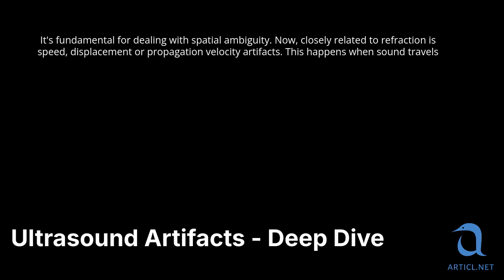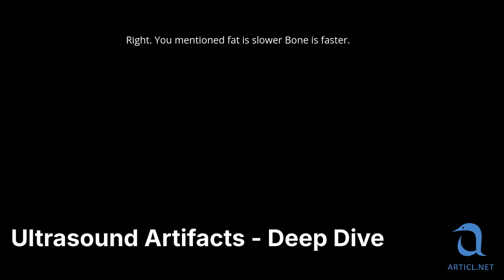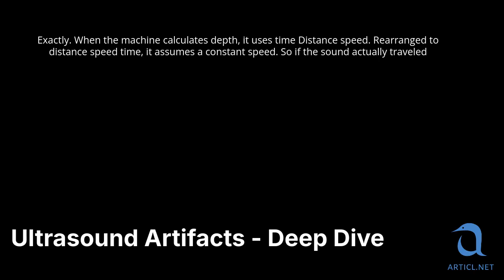Now, closely related to refraction is speed displacement, or propagation velocity artifacts. This happens when sound travels at a non-standard speed, meaning it's different from that assumed 1,540 meters per second the machine uses for calculations. Right, you mentioned fat is slower, bone is faster. Exactly. When the machine calculates depth, it uses time = distance / speed, rearranged to distance = speed × time. It assumes a constant speed, 1,540 meters per second.